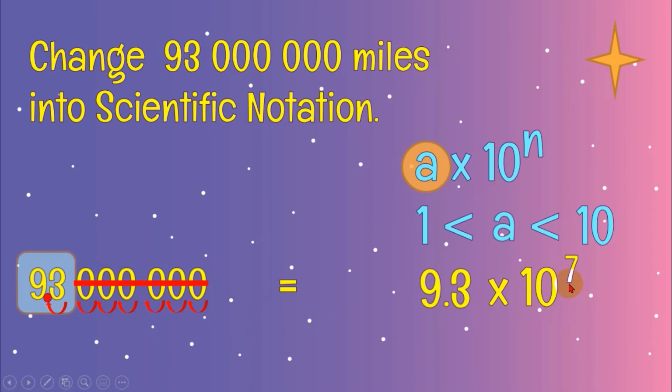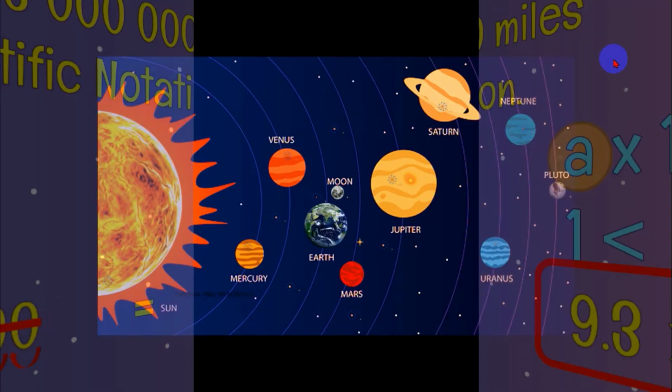Saan nga galing yung 7 na to? Sa number of times you move the decimal point. Take note that the exponent here is positive. Why? Because the given number that we have is a whole number. At kapag whole number daw yon, automatic, your exponent is positive. And that is already your final answer. Now let us go back again to the solar system that we have.